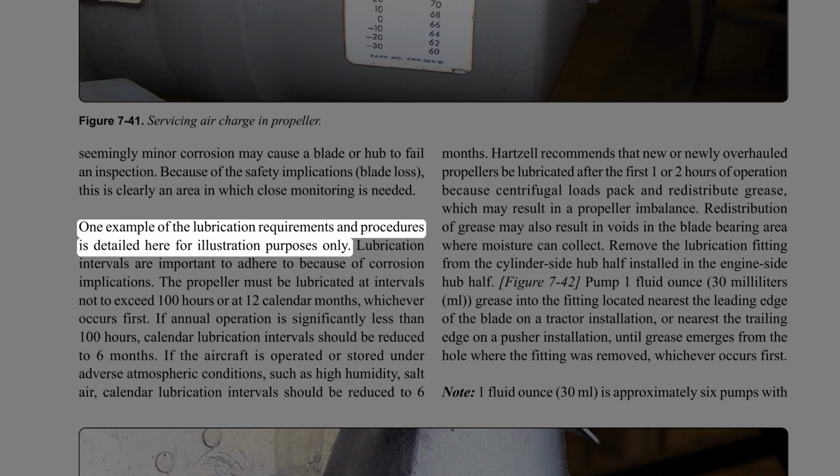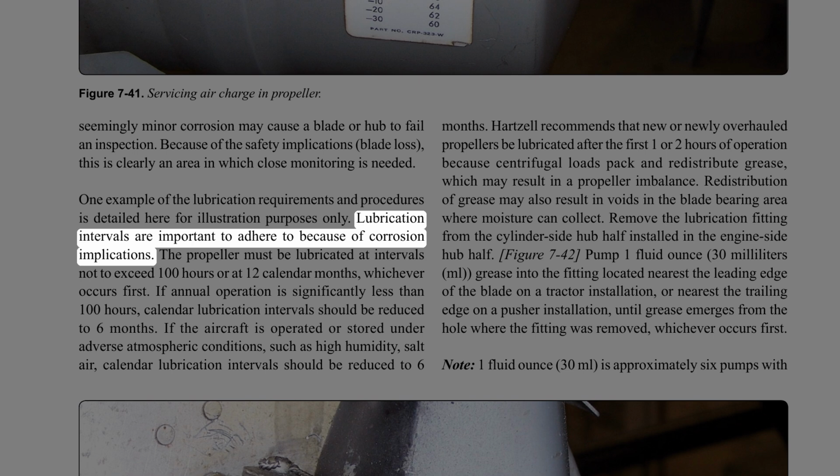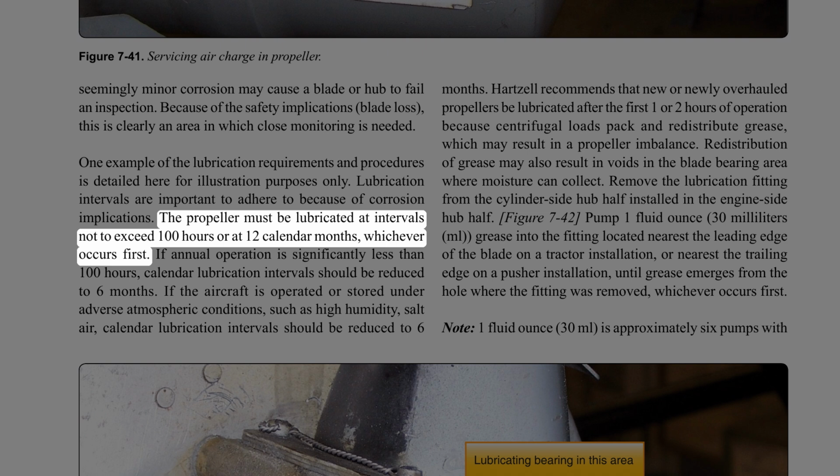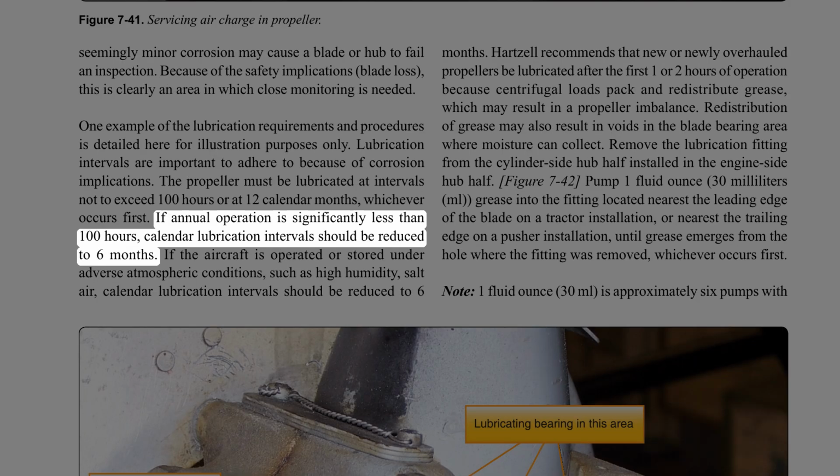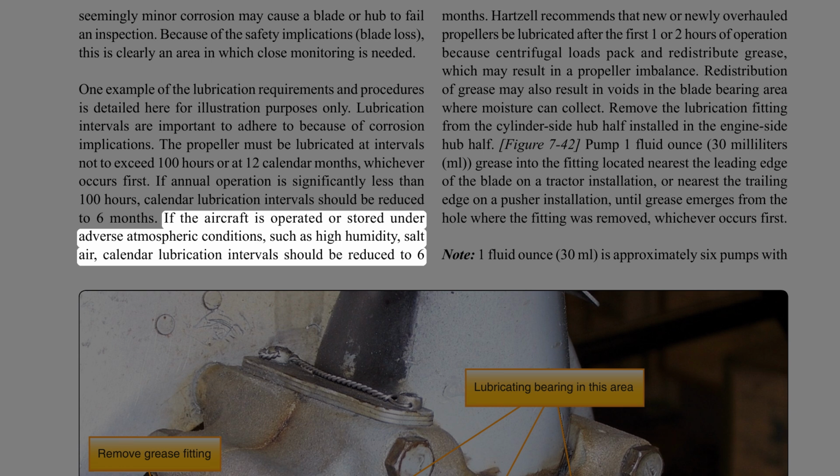One example of the lubrication requirements and procedures is detailed here for illustration purposes only. Lubrication intervals are important to adhere to because of corrosion implications. The propeller must be lubricated at intervals not to exceed 100 hours or at 12 calendar months, whichever occurs first. If annual operation is significantly less than 100 hours, calendar lubrication intervals should be reduced to 6 months. If the aircraft is operated or stored under adverse atmospheric conditions, such as high humidity, salt air, calendar lubrication intervals should be reduced to 6 months.